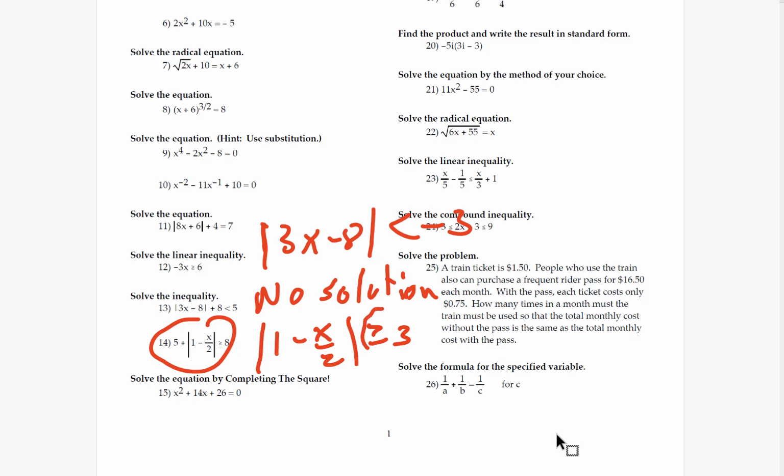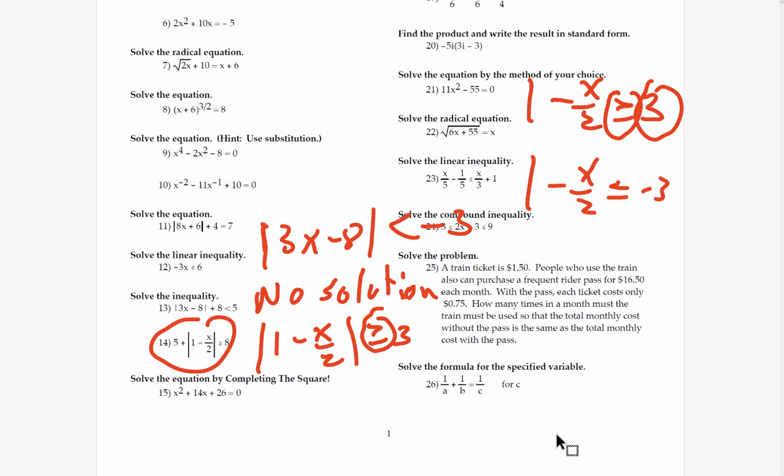When you have a greater than or equal to absolute value inequality, it splits up into two separate things to solve. One would be 1 minus x over 2 is greater than or equal to 3. The other one would be 1 minus x over 2, and this turns around and becomes less than or equal to, and this becomes a negative.